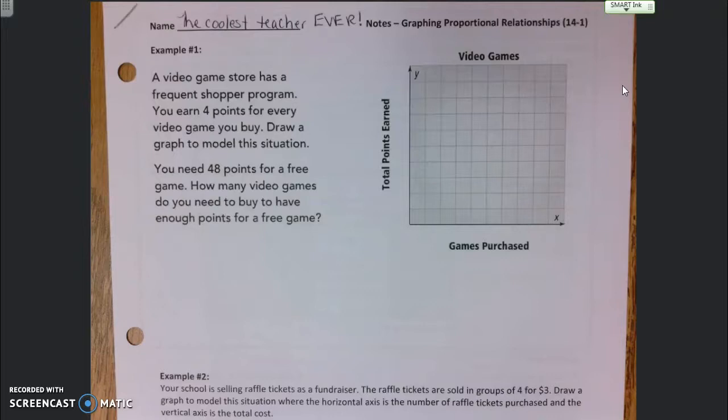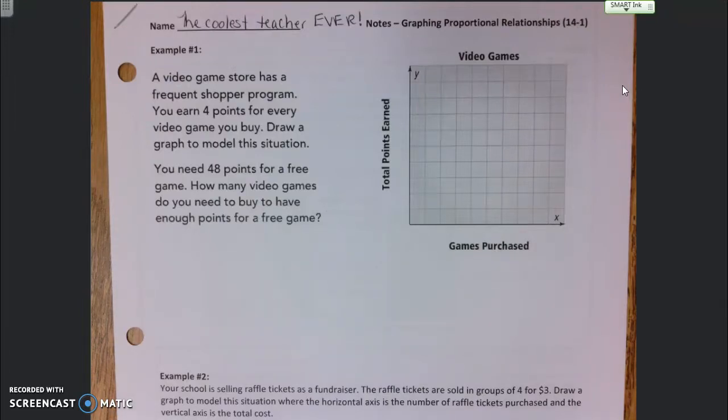So number 1 says that a video game store has a frequent shopper program. You earn 4 points for every video game you buy. Draw a graph to model this situation. You need 48 points for a free game. So how many video games do you need to buy to have enough points for a free game?